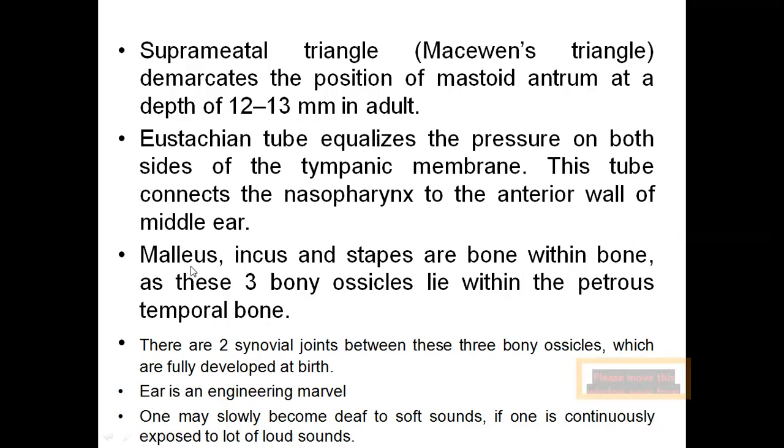Okay, then malleus, incus, and stapes are bones within the bone. I told you the whole of the ear is situated in the petrous temporal bone. Within this bone, we have three small ossicles: malleus, incus, and stapes. We have two joints between these three bones. Between the malleus and incus, we have the incudomalleolar joint. Between the incus and stapes, we have the incudostapedial joint, which are fully developed at birth.